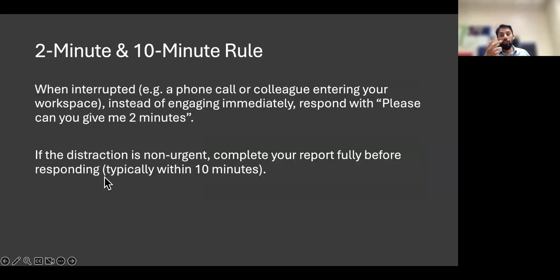And so one of the things I apply, and I have really encouraged a lot of my trainees to do, and this is just an example, right? It's not a clear-cut way of doing it, but something that you can try. It's called the 2-minute and 10-minute rule. So for example, if I am interrupted by a phone call or a colleague suddenly enters, right?